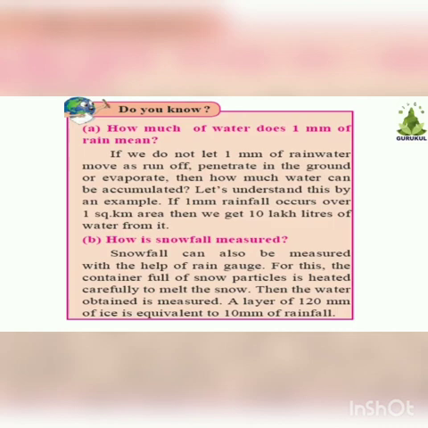Then how is snowfall measured? Snowfall can also be measured with the help of a rain gauge. For this, the container full of ice particles is heated carefully to melt the snow. Then the water obtained is measured. A layer of 120 millimeter of ice is equivalent to 10 millimeter of rainfall.